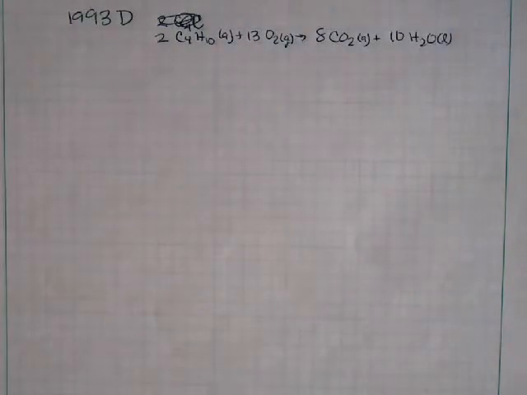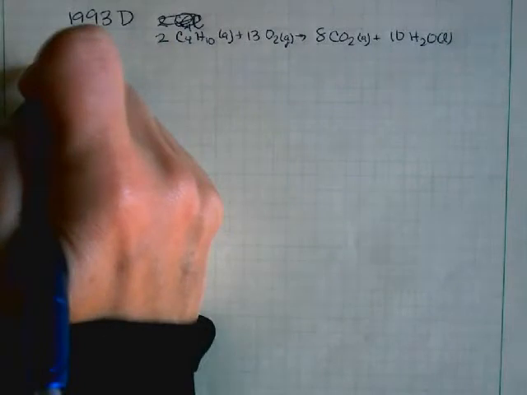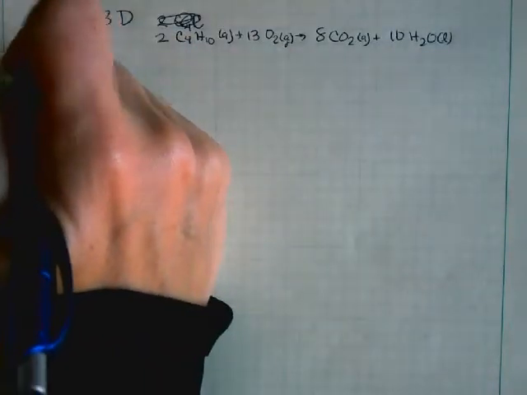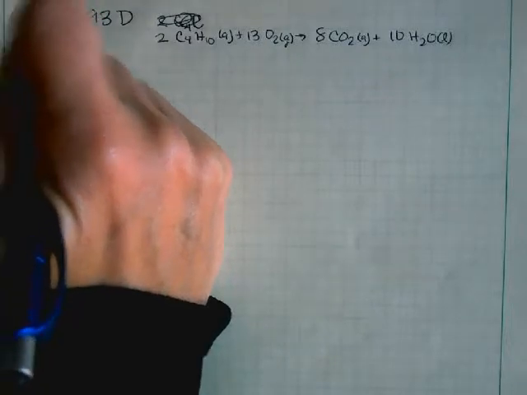It says the reaction represented above is spontaneous at 25 degrees Celsius. Assume that all reactants and their products are in standard state. So first it is asking us to predict the sign of delta S for the reaction and justify your prediction. So we're asked about delta S.